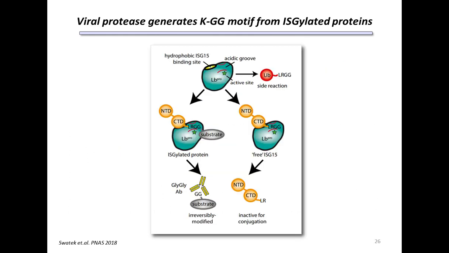It was with this in mind that we were particularly interested in some recent work that came from David Komander's lab, looking at a viral protease that's known to cut ISG off of proteins. It turns out that this protease works in a unique and interesting way. It's a protease that recognizes ISG15 and cuts between the arginine at the -3 position and this diglycine terminus that's attached to the substrate protein.